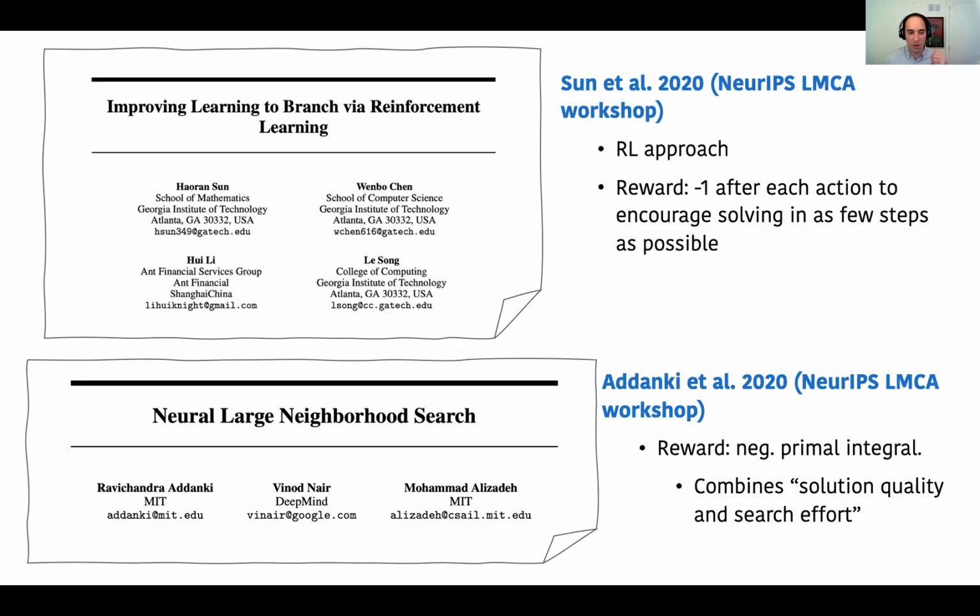There's also other recent work which does something similar, but instead of saying that they want the smallest tree, they care about the primal integral, and so their reward is the negative primal integral. Okay, they want to minimize, they want to maximize this, or have a small primal integral.